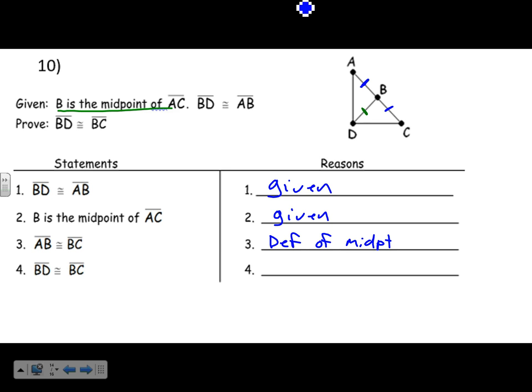There's probably some other ones you can put for that, but that's what I'm going to list, the definition of midpoint. Then BD is congruent to BC. Well, how do we know that? Again, this is going to end up being the transitive property. If I know that AB is congruent to BC, and I know DB is congruent to AB, that means DB and BC have to be congruent. DB is congruent to AB, BC is congruent to AB. They're both congruent to the same thing. That is the transitive property.